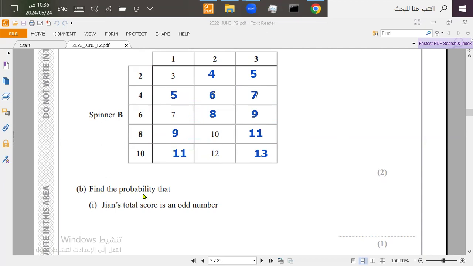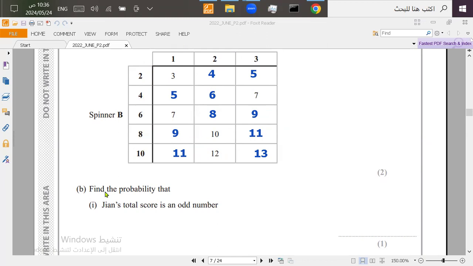Find the probability that Jian's total score is an odd number. First, we need to know that to find all the possible outcomes, this one is 7, it's already done. So to find the number of possible outcomes, you can add these or multiply 3 by 5. Same idea. So 3 by 5 is 15. It means all the possible outcomes are 15. So it means the denominator of any probability of the total number will be 15.